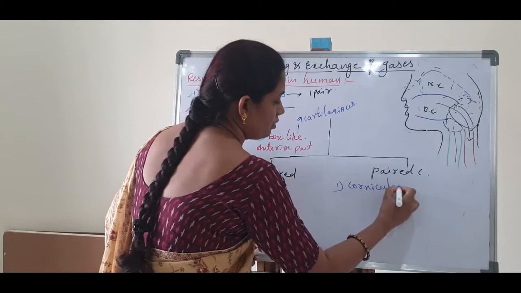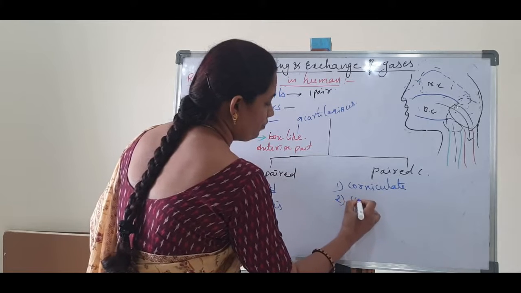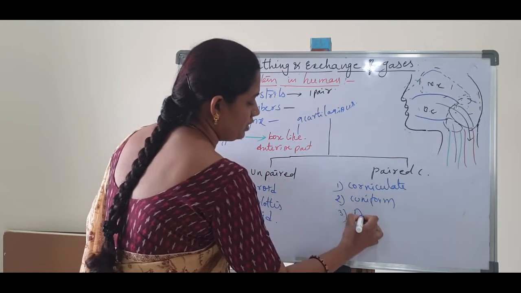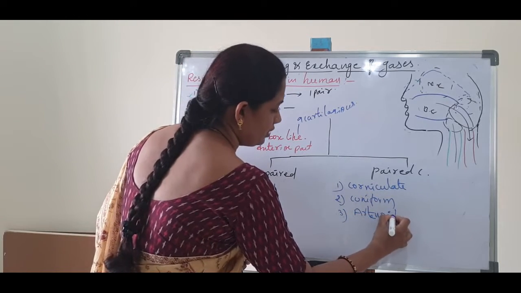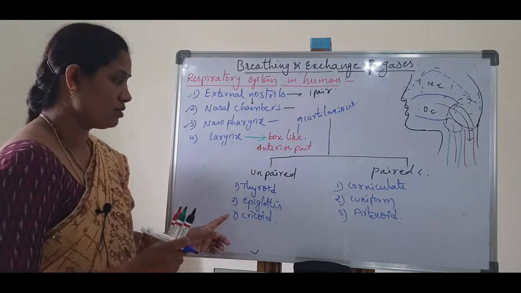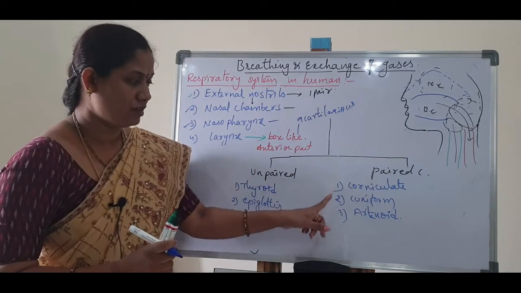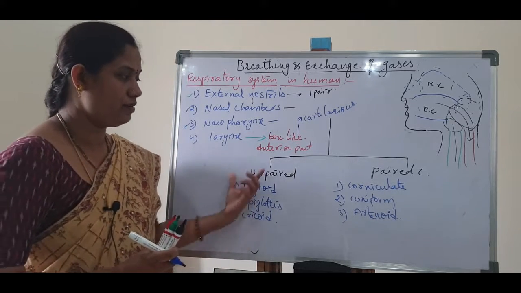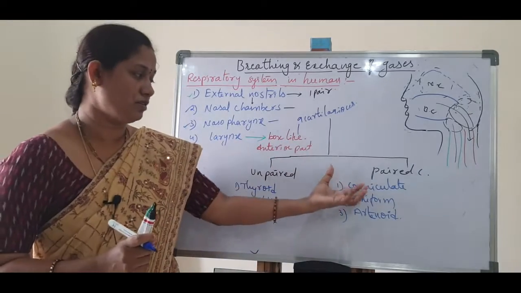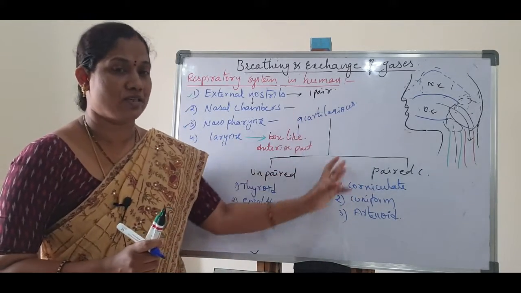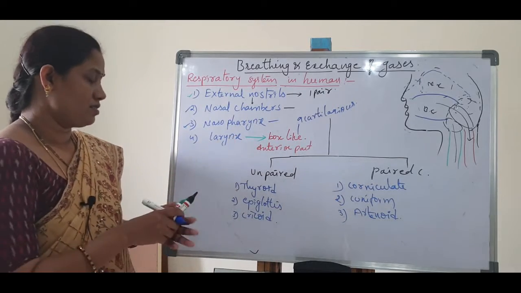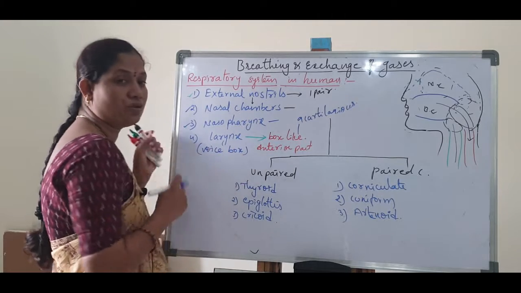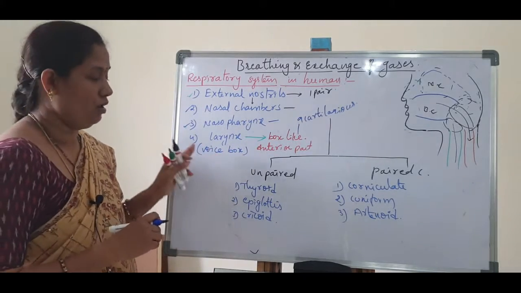corniculate, cuneiform, and arytenoid cartilages. In total, 9 cartilages are present. Six are present in the paired manner, and 3 are unpaired, so 6 plus 3 makes 9. These 9 cartilages together form a box-like structure called the larynx. This box is also called the voice box, because it produces the voice.